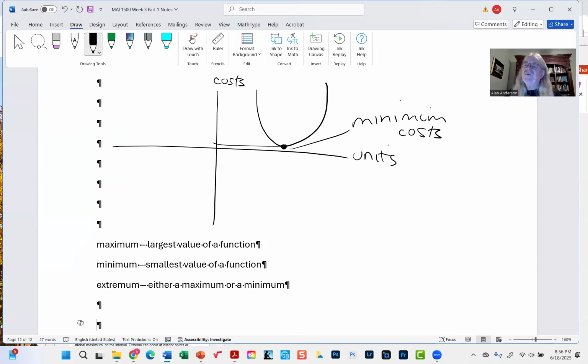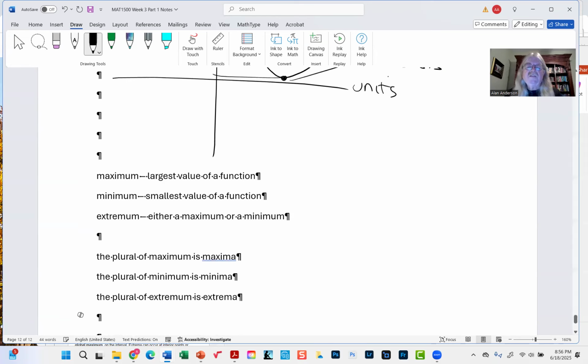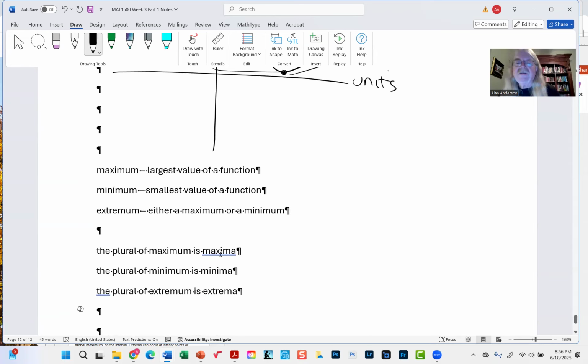And also, here's where we want to be careful too. The plural of maximum is maxima. The plural of minimum is minima. So you can probably guess where this is going. The plural of extremum must be extrema. And that's, of course, because these are Latin words.